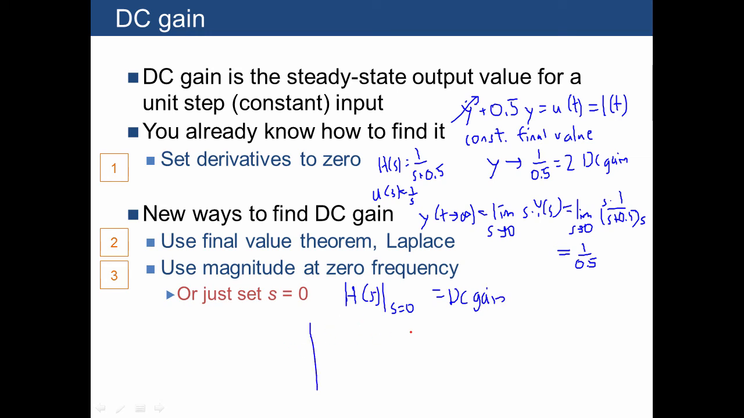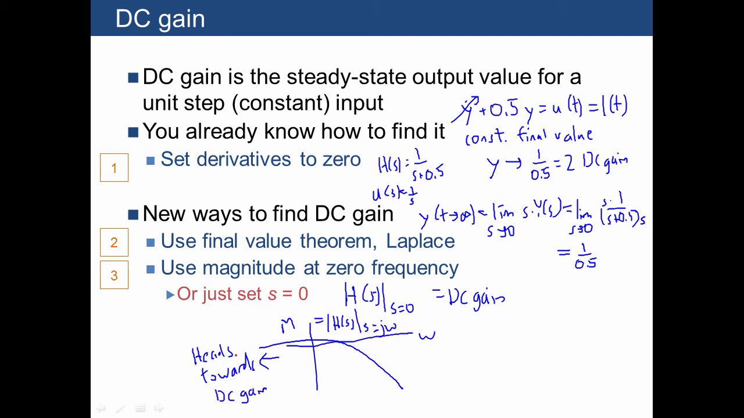This is equivalent to looking at the Bode plot, where if you recall, if we wanted to plot the magnitude, which is the absolute value of h of s plugging in s equals j omega, well, if you plug in omega equals 0, here's the Bode plot, that's equivalent to just going as far to the left as possible on our log omega axis. So this value of M is also going to head towards the DC gain. So there's yet another way to find the DC gain of the system, from the Bode plot itself.